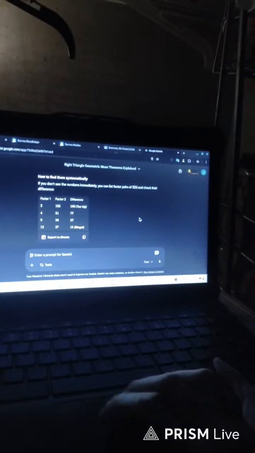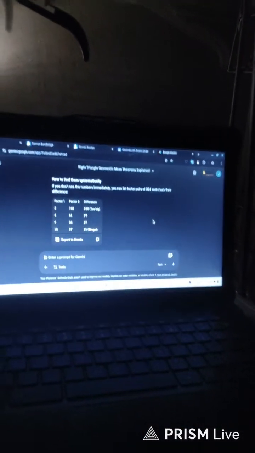How to find them systematically. If you don't see numbers immediately, you can list factors of 324 and check their differences. 162, no. 12 and 27. 12 and 27, yep. This right here. So negative 12. Yeah, negative 27. Hold on. Now that you found 12 and 27. Okay, now I know what it means.